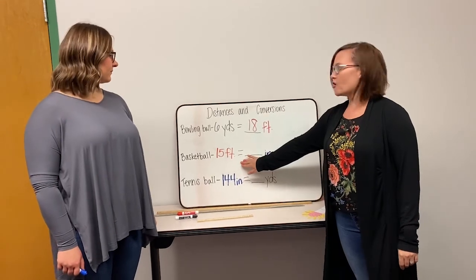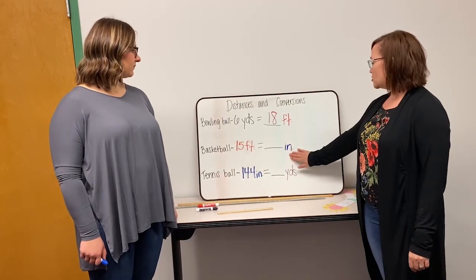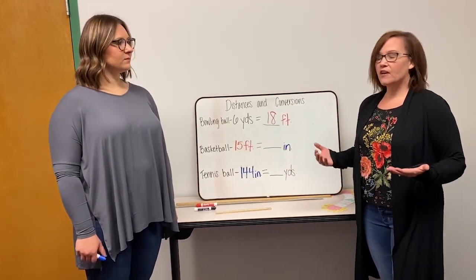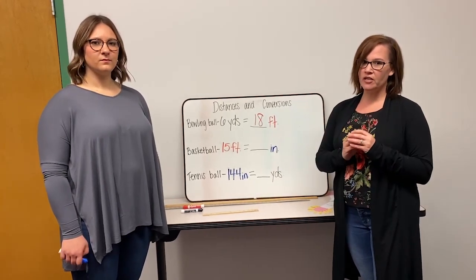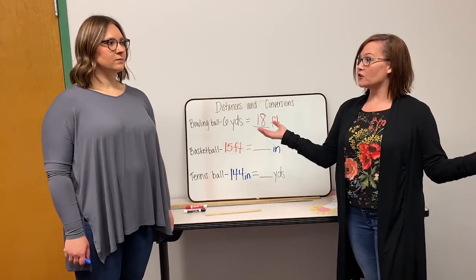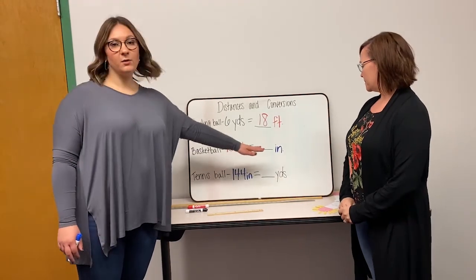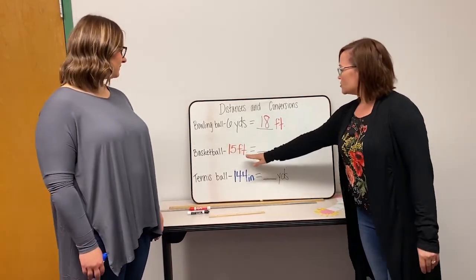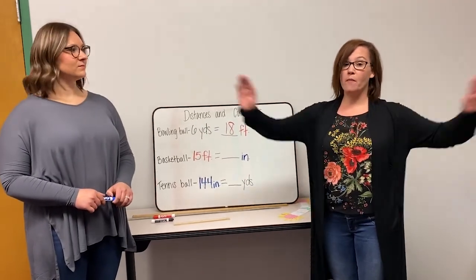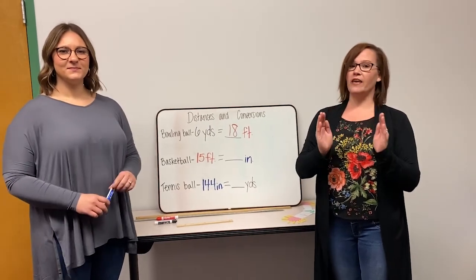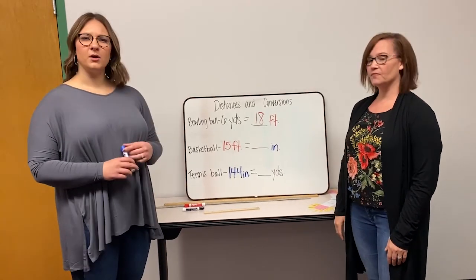All right, so let's take a look at our basketball. We want to take our basketball from 15 feet to how many inches? 15 feet equals how many inches? Are we going from a bigger unit of measure to a smaller unit of measure, or a smaller unit of measure to a bigger unit of measure? What can you infer? That's right. If you said bigger to smaller, you're correct. So if we go from bigger to smaller, or from horse to fly, we multiply. Very good. So let's think about what we're going to multiply by.